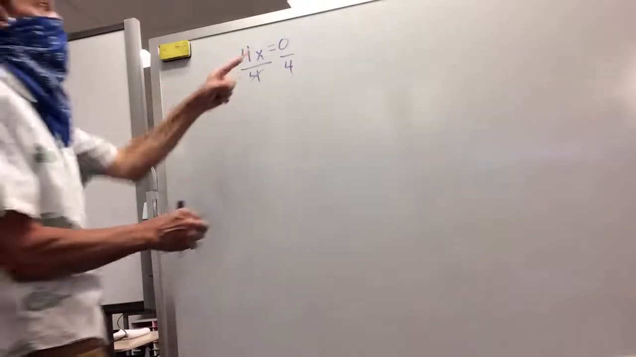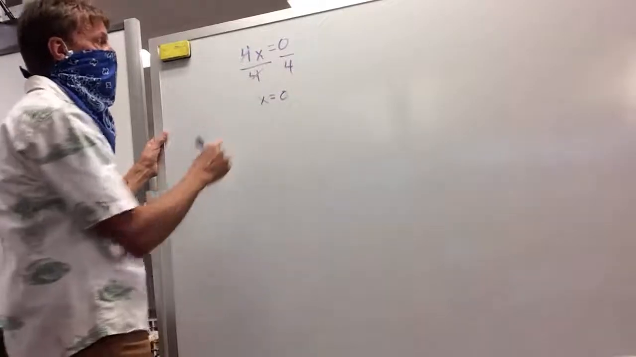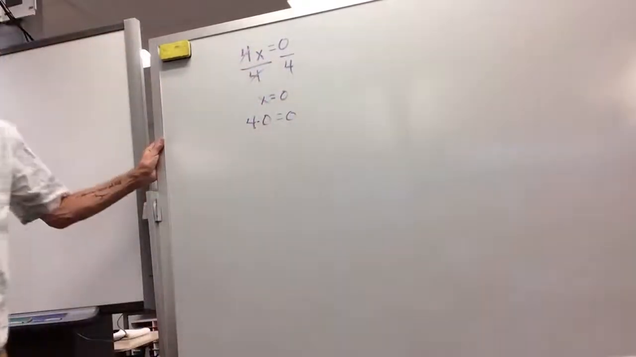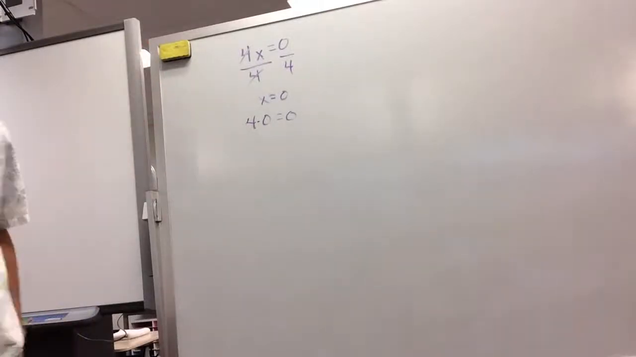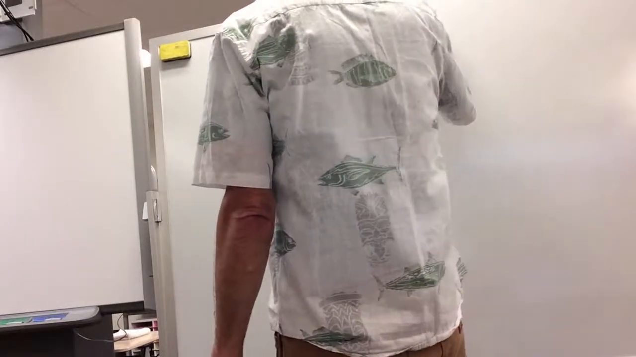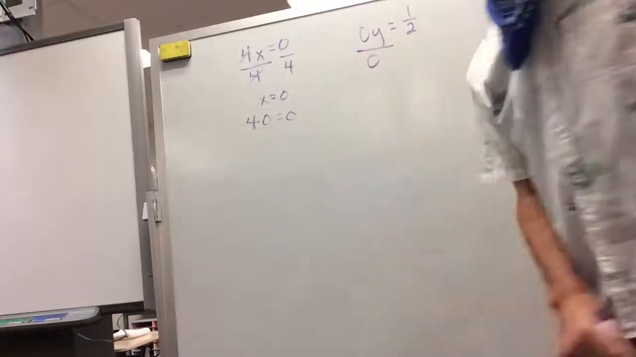So that's 0. So in this case, x is equal to 0. And you go back and check and ask yourself, does it make sense? Is 4 times 0 equal to 0? Yes. So that's all they wanted you to do. Use inverse operations. What's the next one? 0y is equal to a half. So this is a good one. 0 times y is equal to a half. So in this case here, we would have to divide by 0.